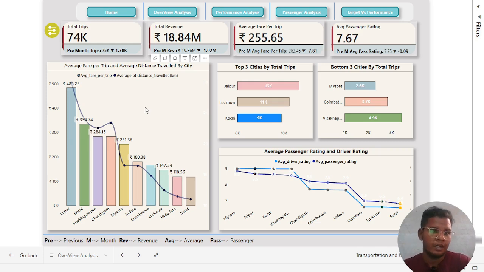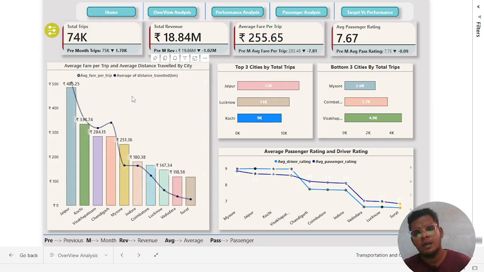Like that, the trips dropped, and the total revenue is 18.84 million. Here also, the previous month revenue is 19.86 million, and this month is 1.02 million lower. That's also dropped. The average fare rate is also dropped. The average passenger rating as well has dropped. See, this is the month of March data. I hope I'm right.